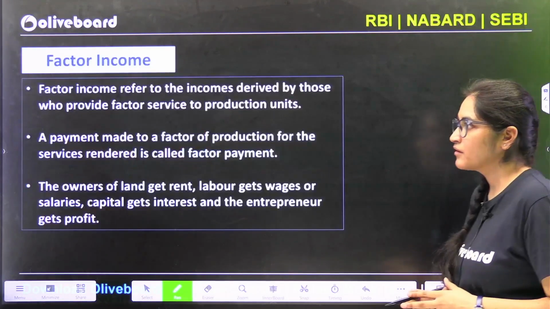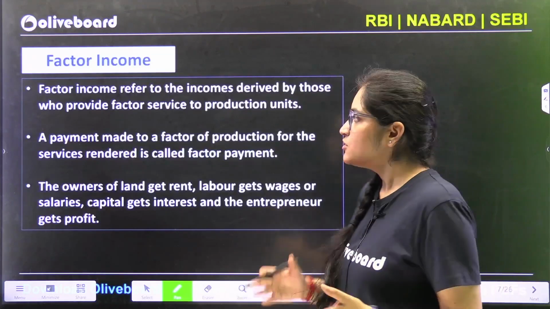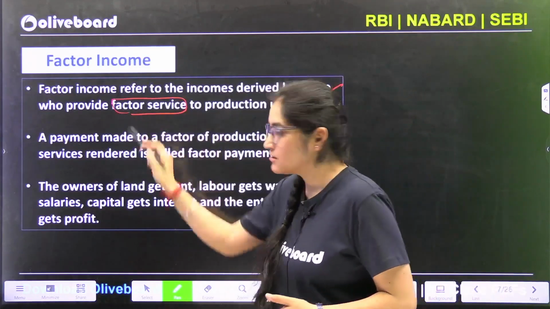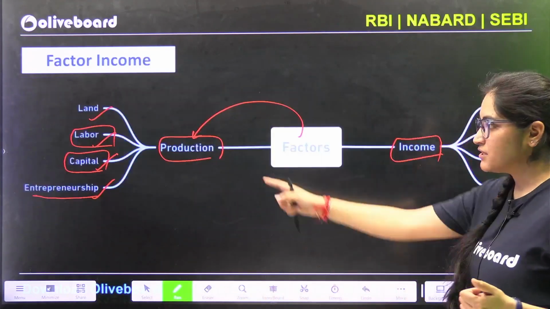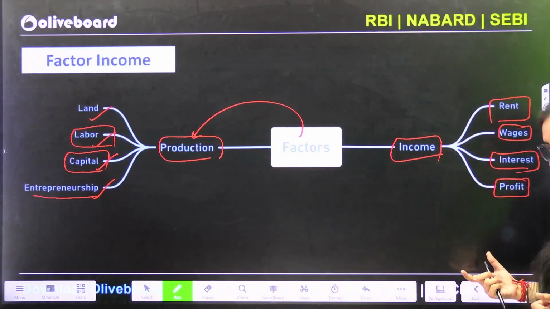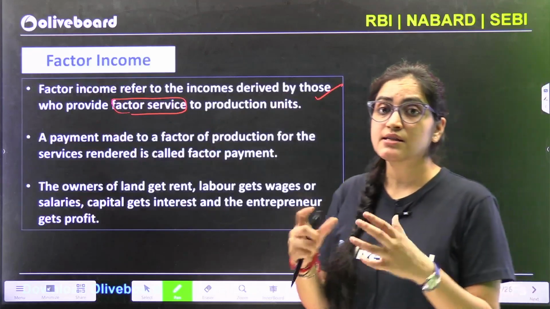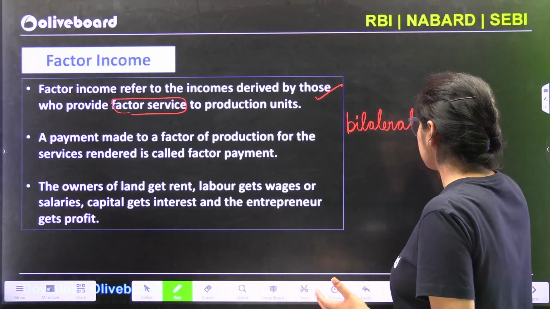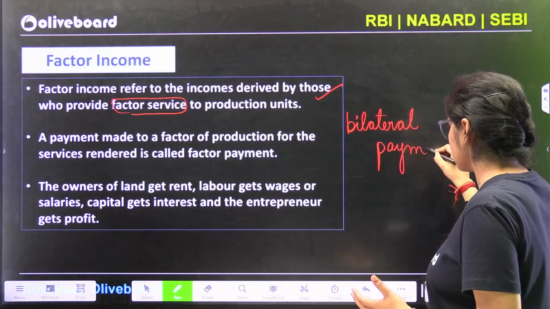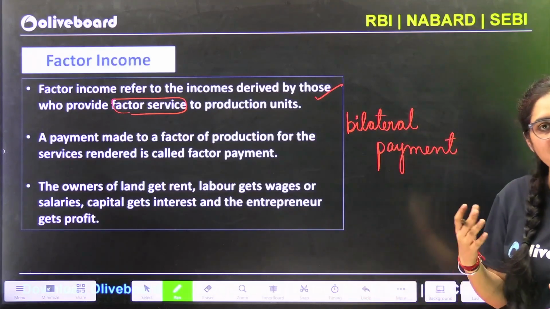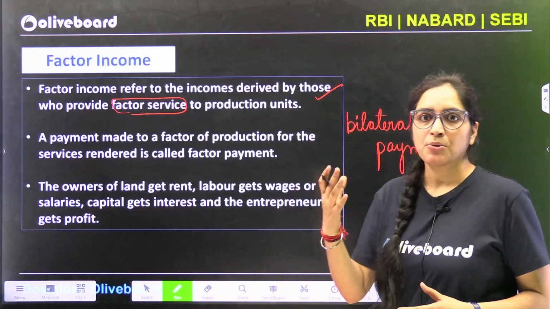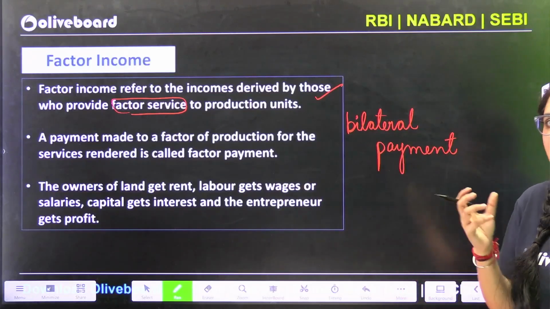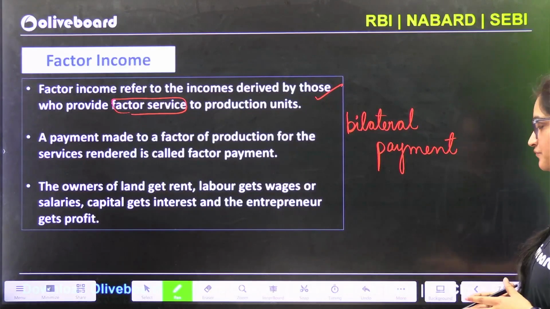Let's see what is the definition of factor income. So factor income refers to the incomes which are derived by those who provide factor services. So these were the 4 factor services, and subsequently you generated some amount of income. That simply means this is a type of bilateral payment. In this type of method, there were certain goods and services produced, and in return of which you got an amount of income. The income was generated.